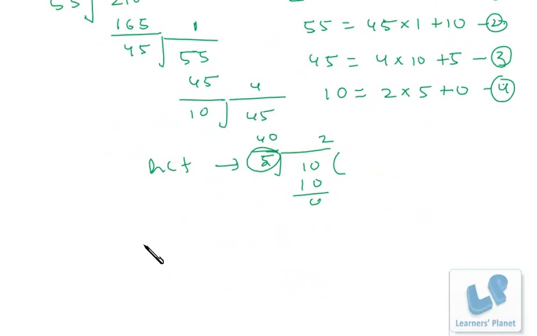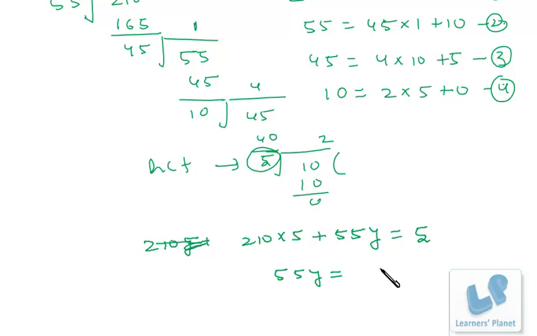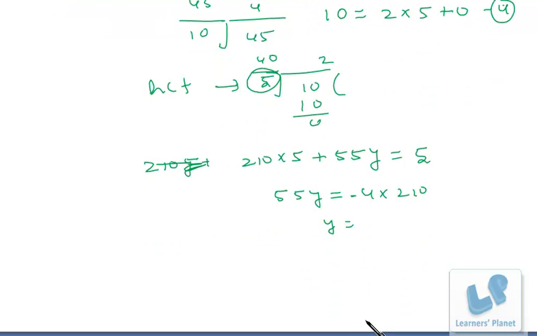So it's 210 into 5 plus 55y is equal to 5. Now we just have to solve this equation, right? So it's 55y is equal to 5 minus 210 into 5. So it's 4 into 210, that's 2 negative. So y is equal to minus 4 into 210 by 55, right?